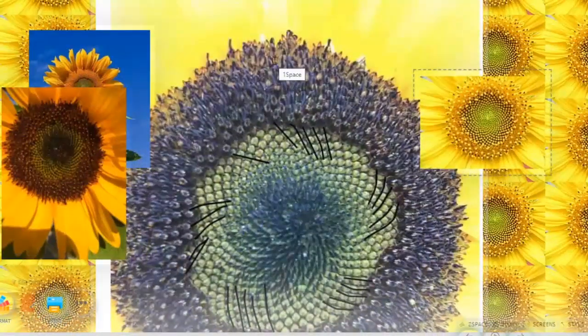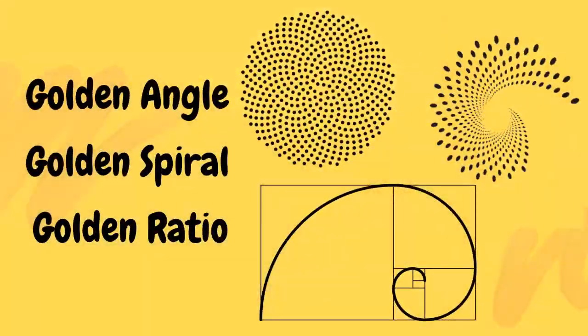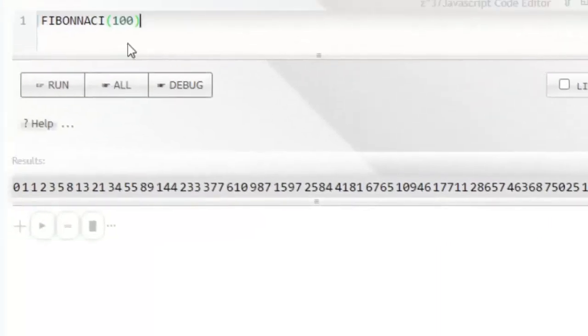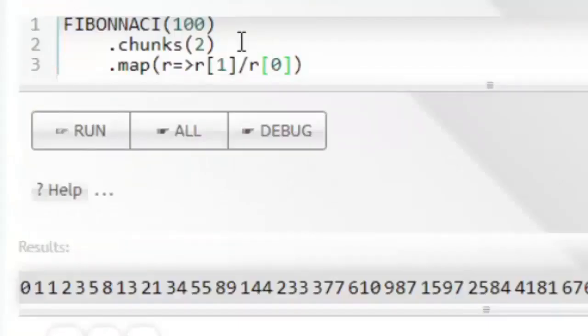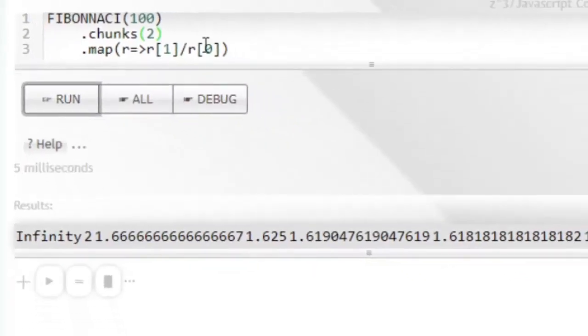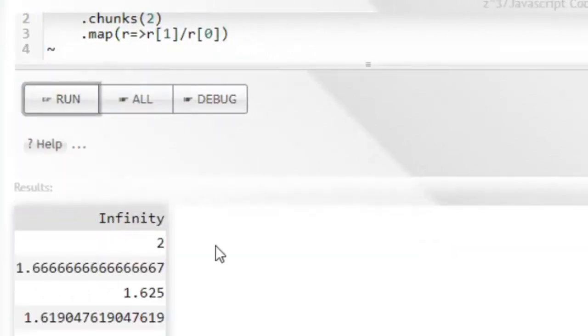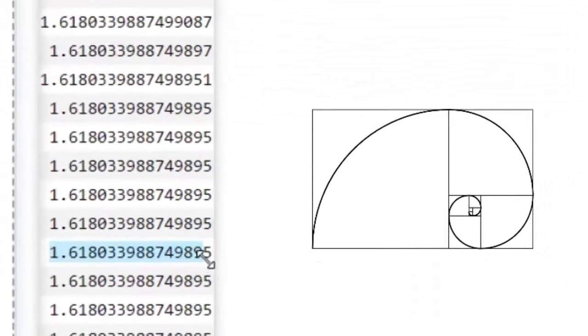So we discussed the golden angle, golden spiral, and golden ratio as related. What happens is that if you took the Fibonacci series in chunks of 2 and took the ratio of consecutive numbers, you would see that it tends to a number that we call the golden ratio.